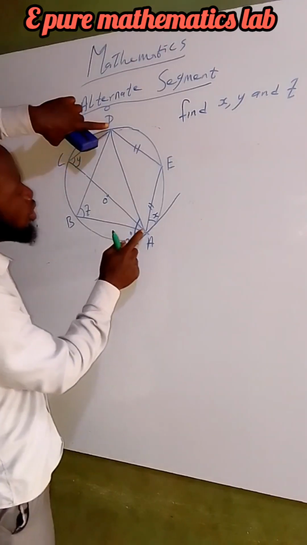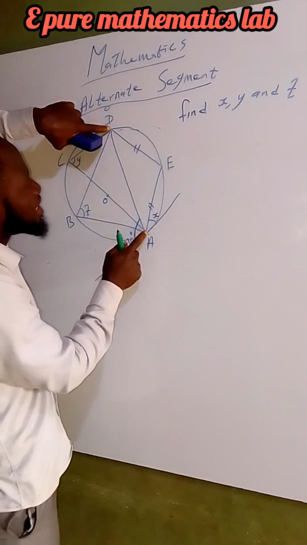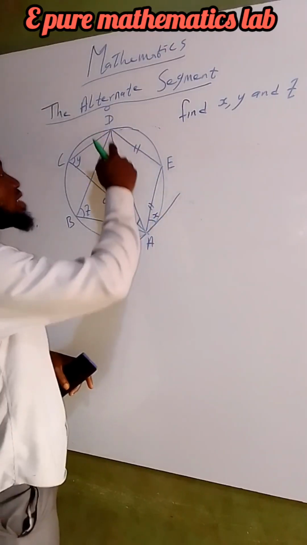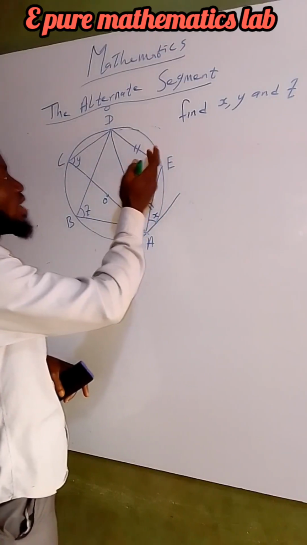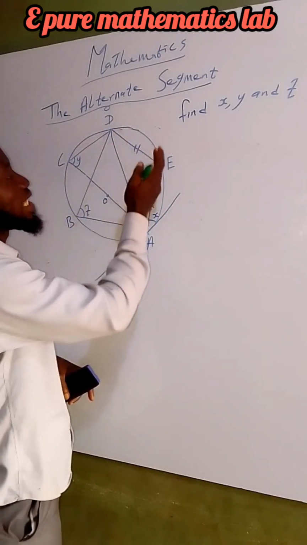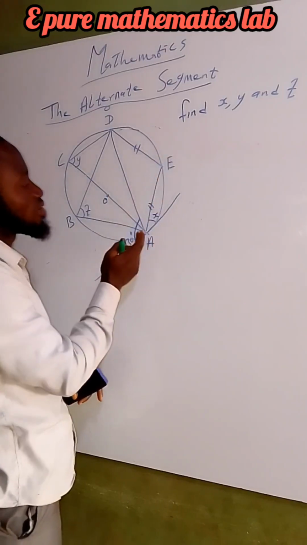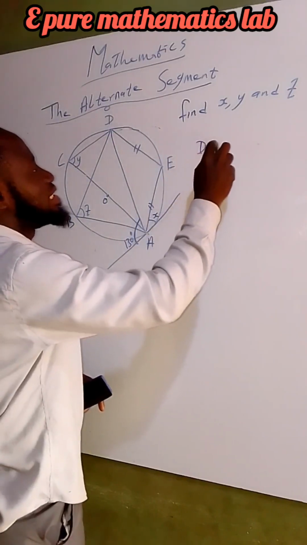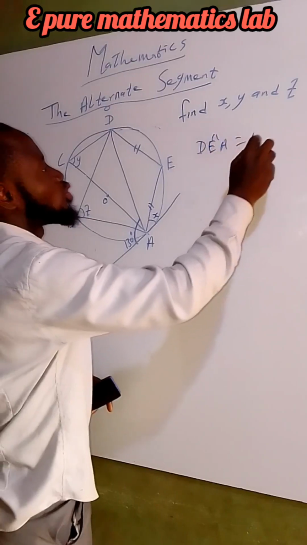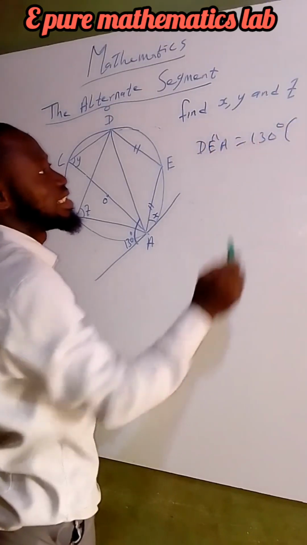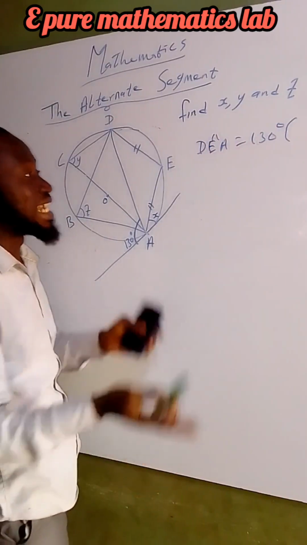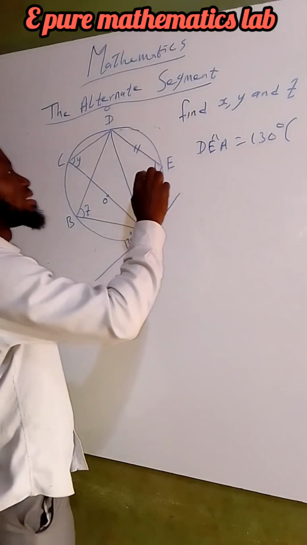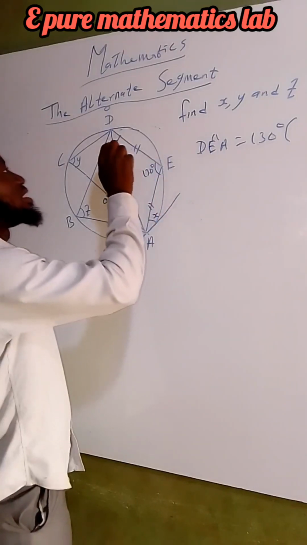Meaning that the angle this chord is going to form in the alternate segment is going to be the same too. This chord is dividing the circle into the minor and the major. So the alternate segment of the major is going to be the minor, and you can see that the chord is forming DEA. Automatically, DEA is also equal to 130 degrees. The reason is the alternate segment of the circle. Alternate segment. Now if this angle is 130 degrees, then I can determine this and this.